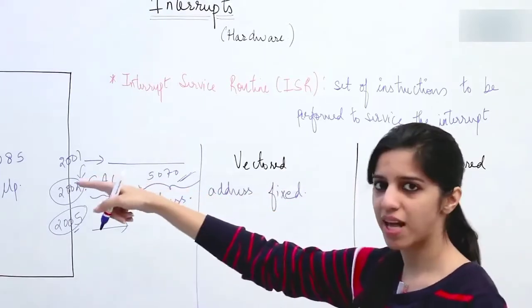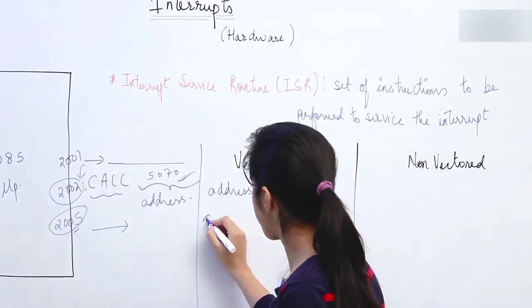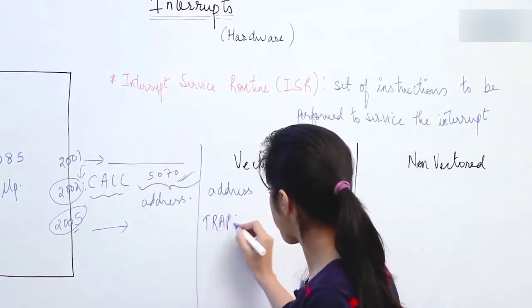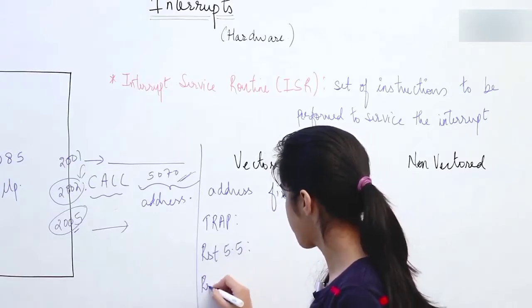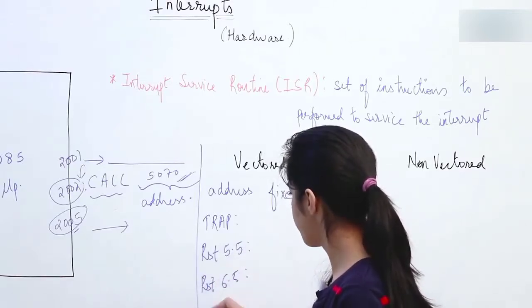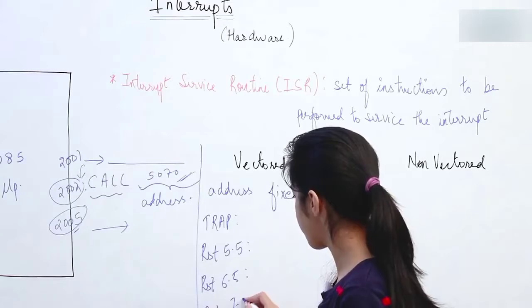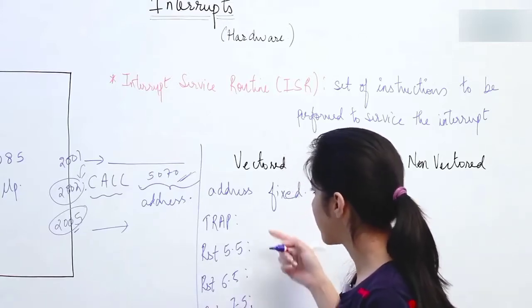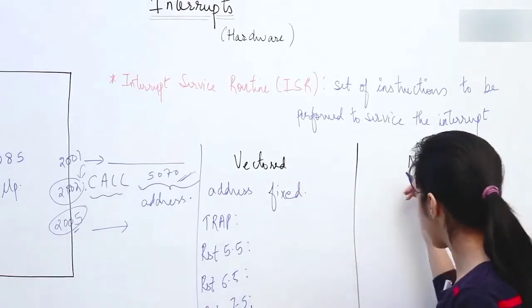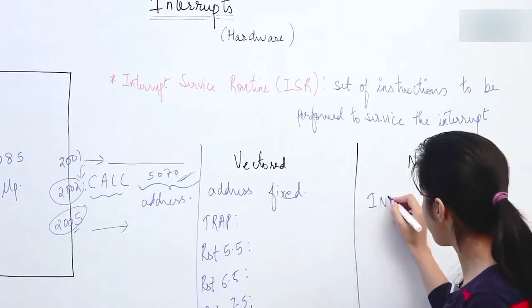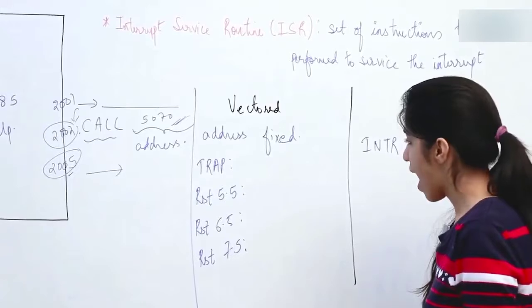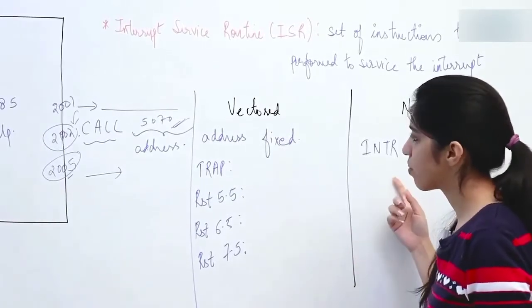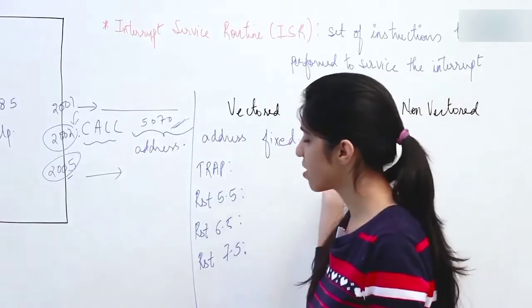Four of the interrupts that we are learning here are vectored: TRAP, RST 5.5, RST 6.5 and RST 7.5. These are vectored interrupts. INTR is a non-vectored interrupt. Non-vectored interrupt means the address is not fixed, the address is variable. We do not know where the ISR is saved.